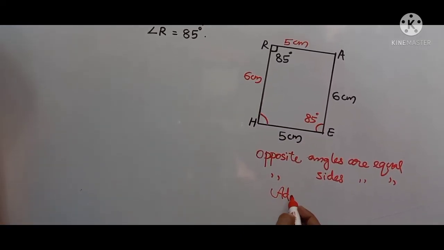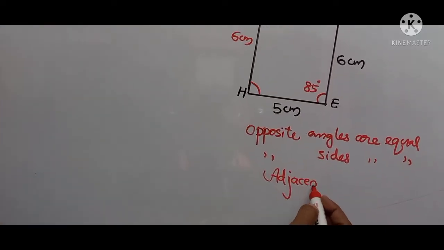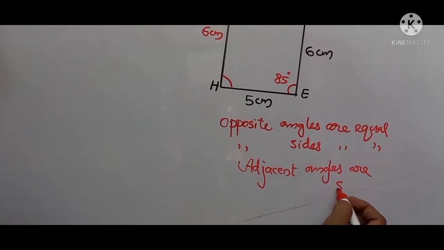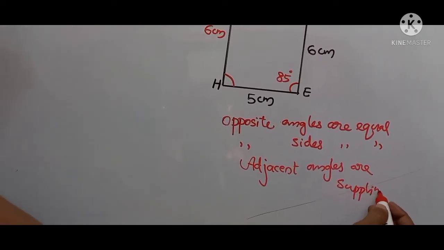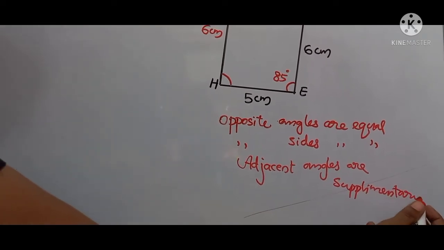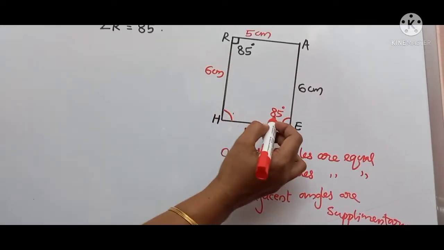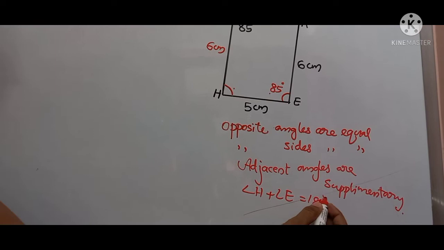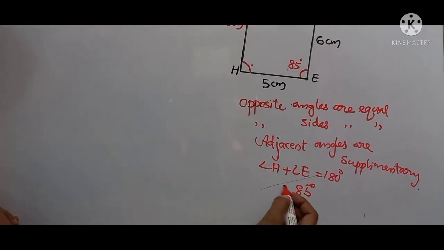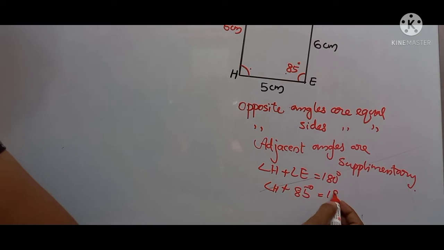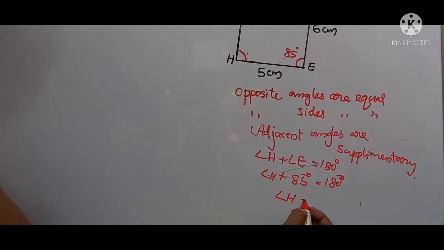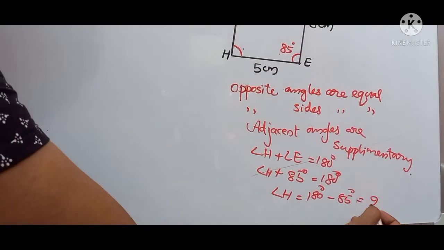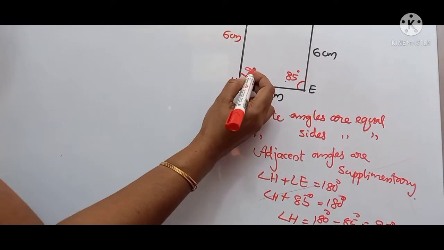Here these are adjacent angles. We know the property of a parallelogram: adjacent angles are supplementary. Therefore, angle H plus angle E is equal to 180 degree. Here angle E is 85 degree, given. Then what is angle H? That is equal to 180 minus 85 degree, which is equal to 95 degree. So we are getting 95 degree here.